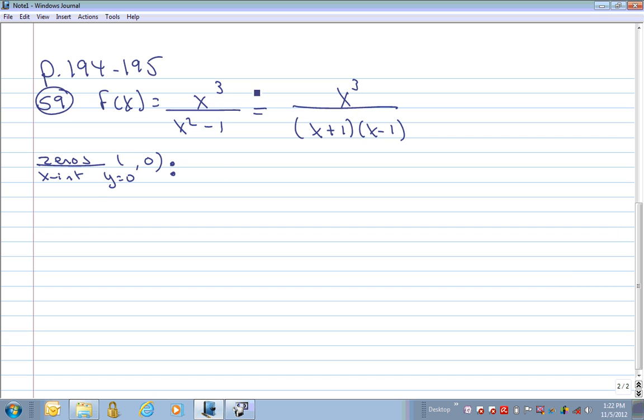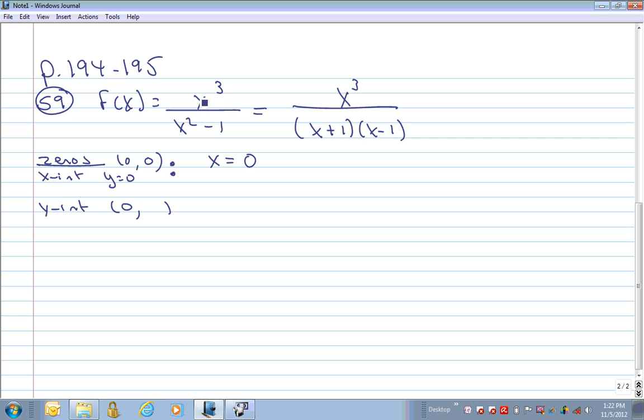All right, so what makes an entire fraction 0 is what makes the numerator 0. What makes the numerator 0? In this particular case, the numerator would be 0 if x were actually 0. So our zero is x equals 0, or (0, 0) as an ordered pair. That will also be a y-intercept, by the way. Next, we'll take a look at y-intercepts, but you're going to find the same thing.